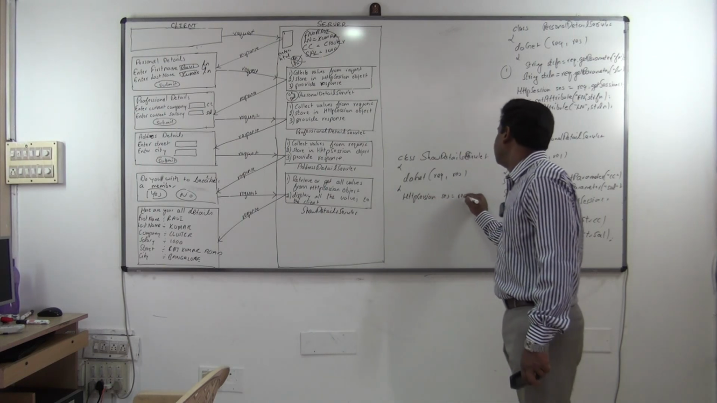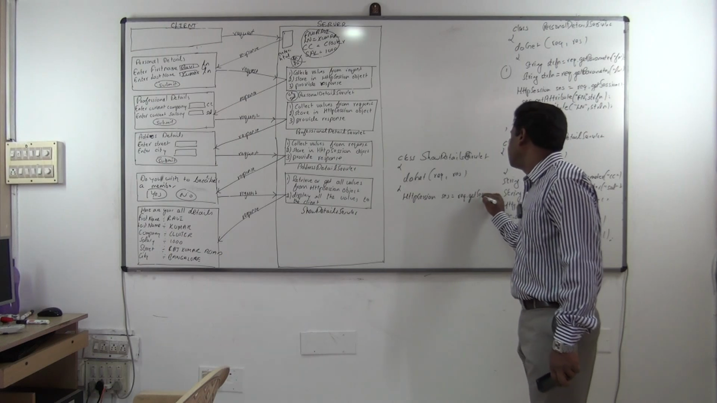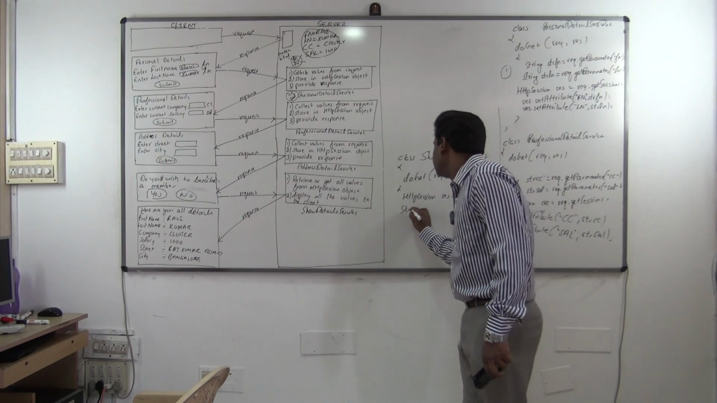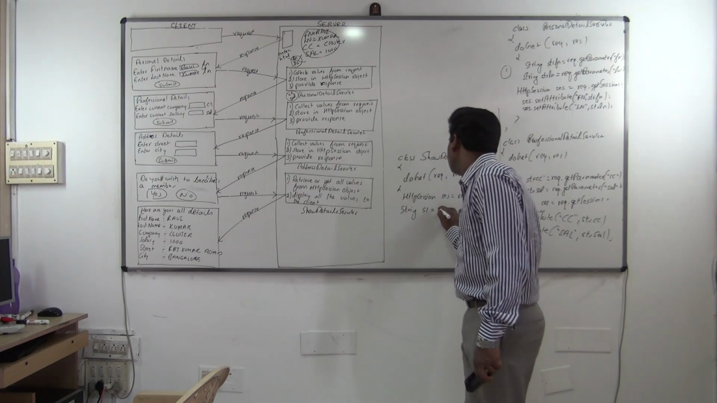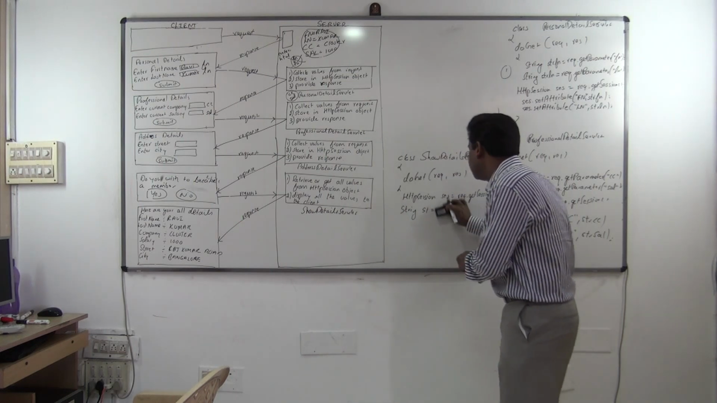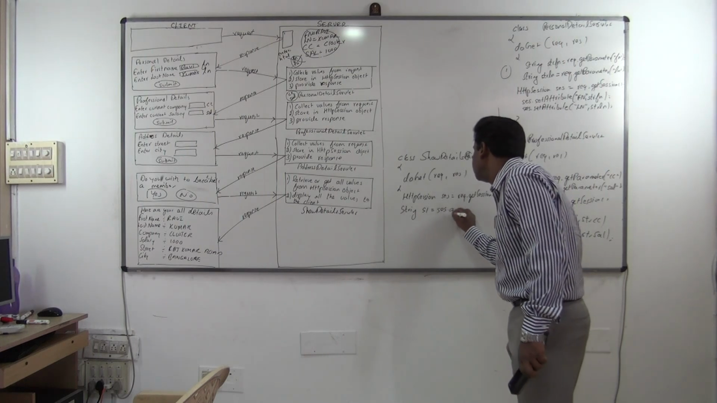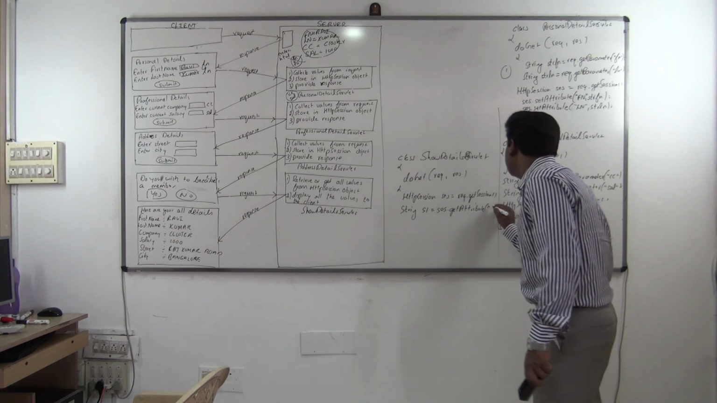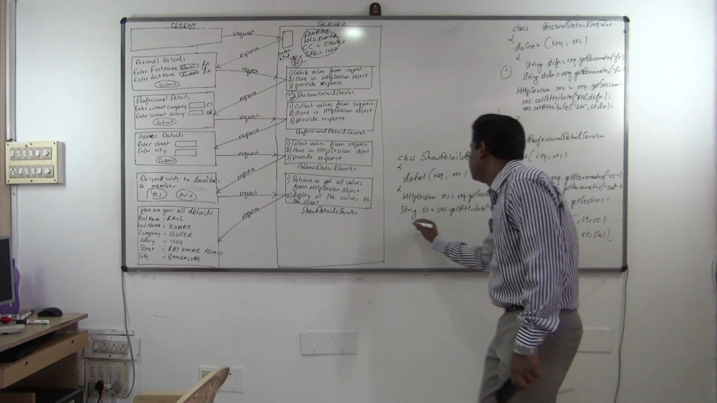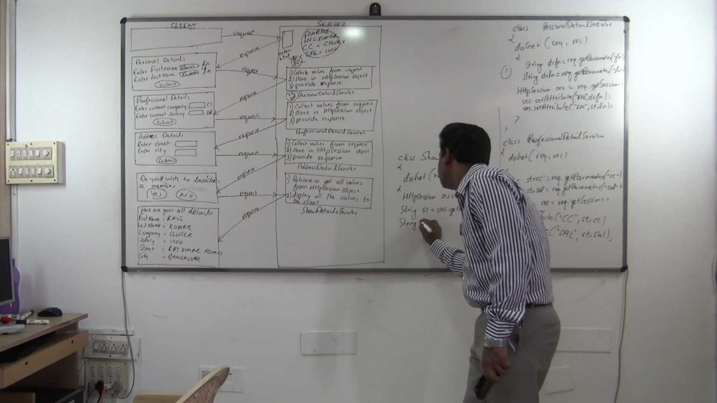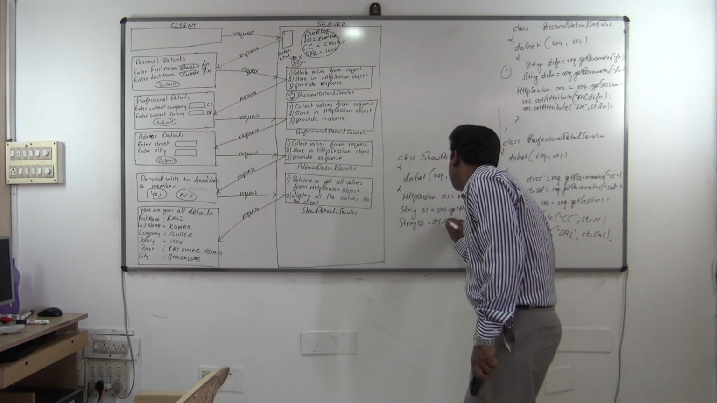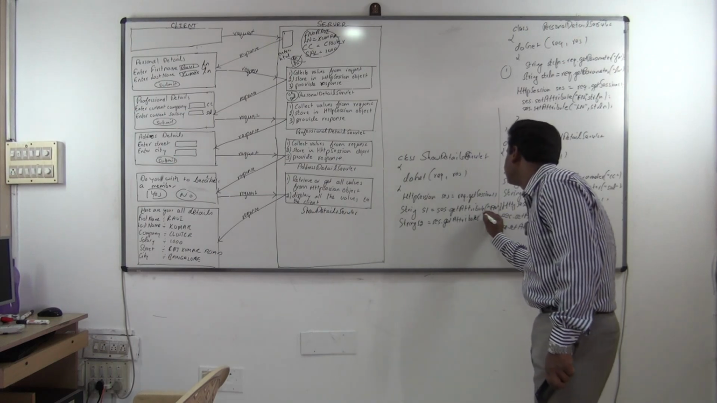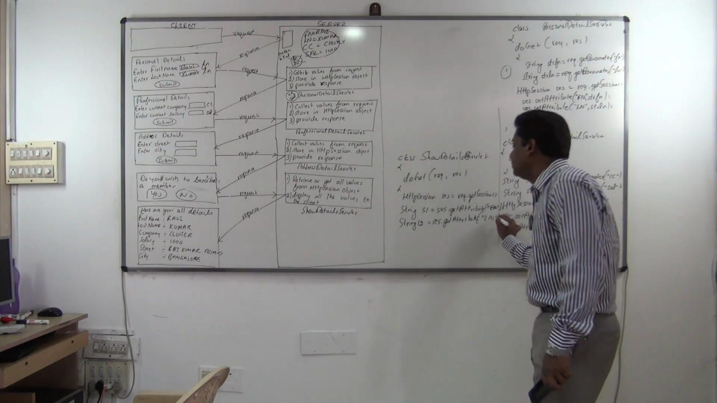HttpSession session is equal to request dot getSession. Simply, String s1 is equal to session dot getAttribute of what? fn. Similarly, String s2 is equal to session dot getAttribute of ln.